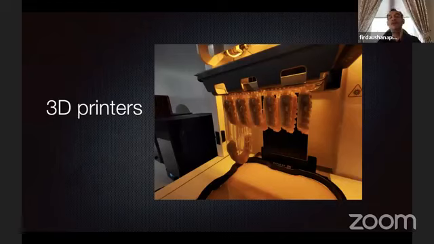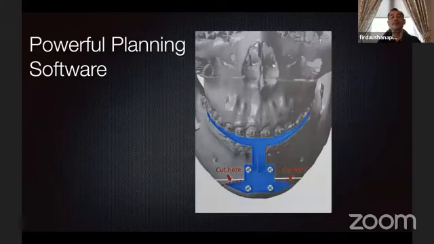And then we have 3D printers. 3D printers used to be very slow, but today with the technology, with DLP lasers, if we want to do a surgical guide for these patients, it will take us not more than 2 hours to finish the complete printing.